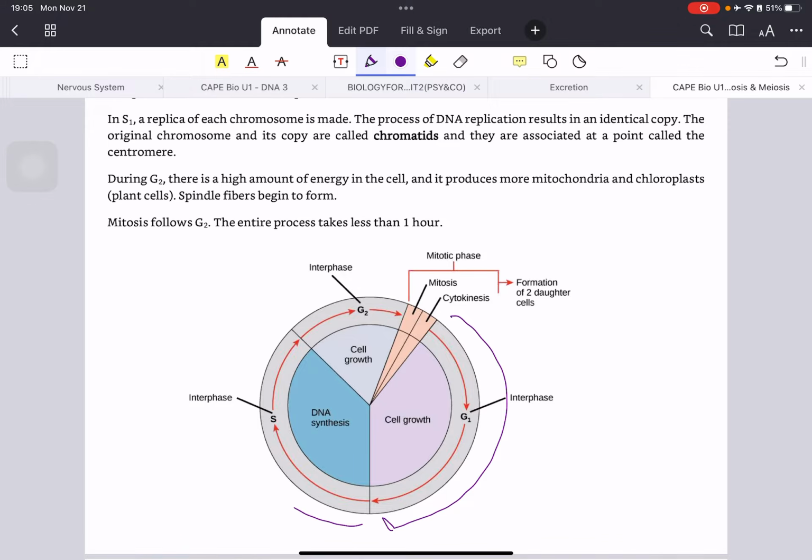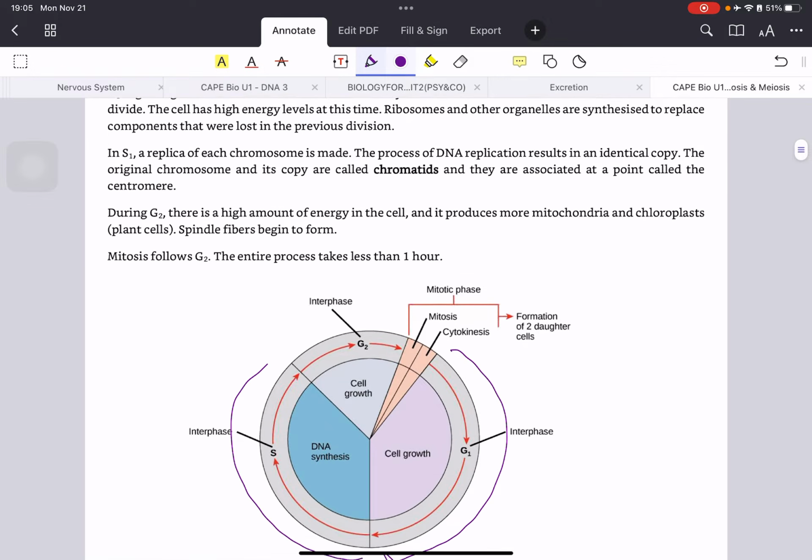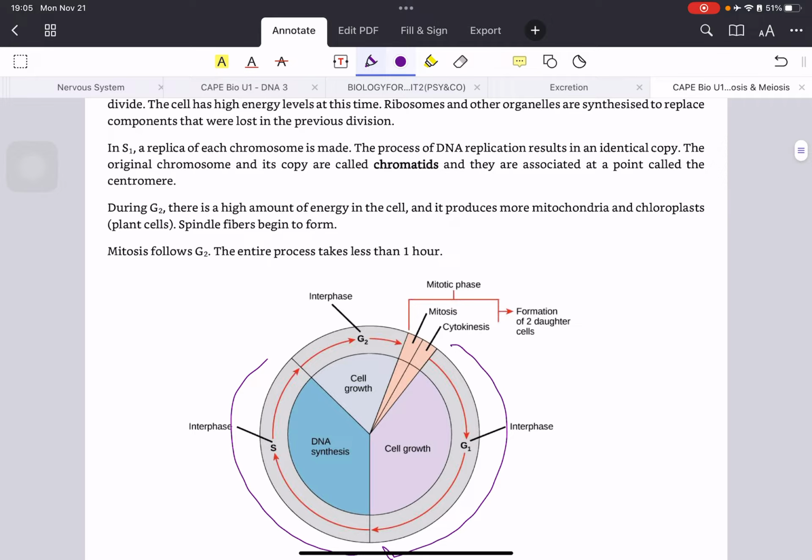In S1 now, which is this portion, a replica of each chromosome is made. So you get the identical copy of the chromosome, and then it's called chromatids from chromatins, right? And they are joined at the centromere. We all know this, I'll show you diagrams after.